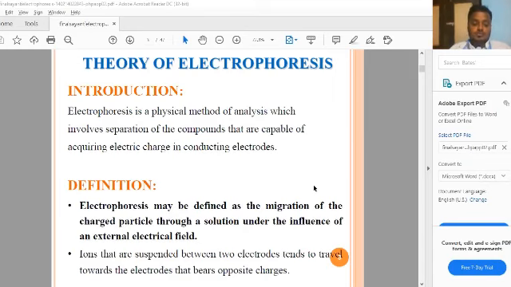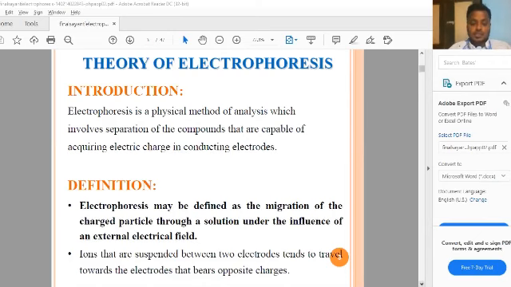Please note the definition of electrophoresis. It may be defined as the migration of charged particles through the solution under the influence of an external electrical field. These ions, suspended between the two electrodes, can travel towards the electrode that bears the opposite charge. So the positive moves to the negative and the negative moves to the positive side.